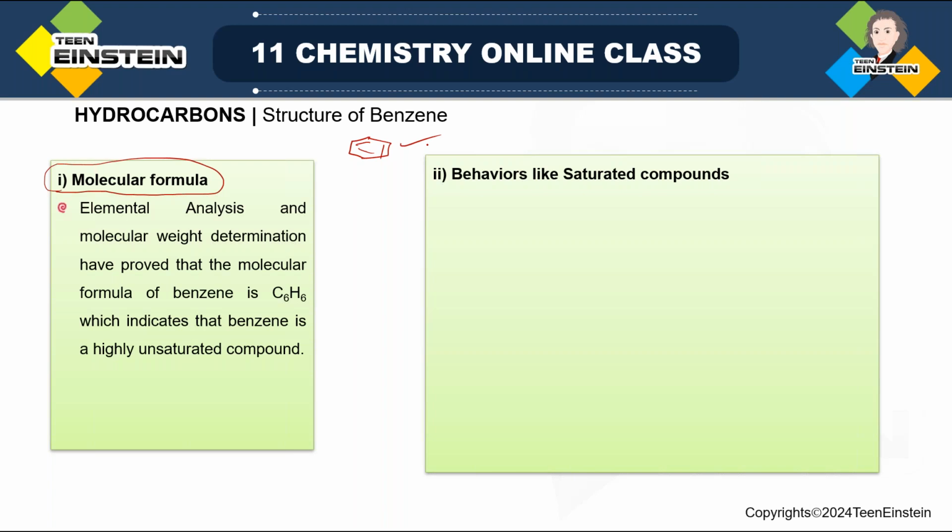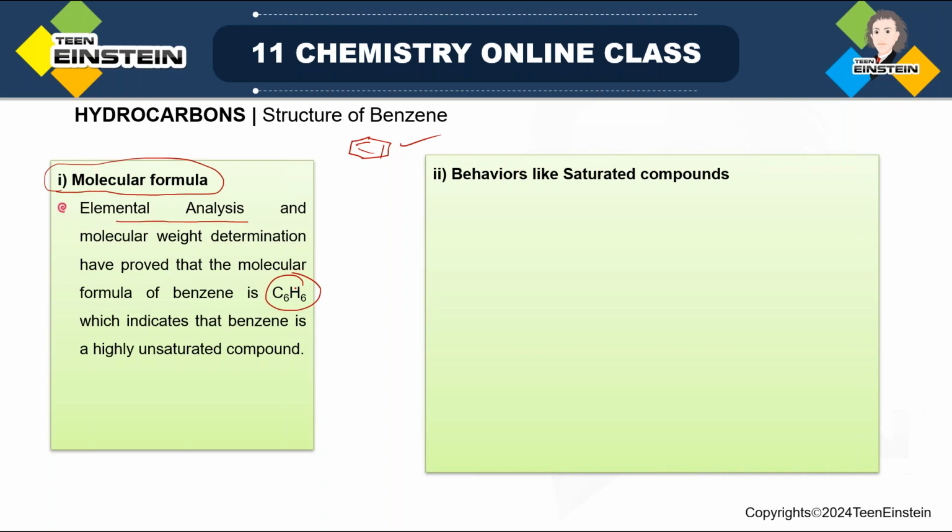So let's start from the molecular formula. Elemental analysis is a process by which you can understand the molecular formula and also determine the molecular weight. From this analysis, it is observed that this is the formula for benzene. Again, just forget about the benzene structure; suppose you do not know anything. You just know that this is the formula: 6 carbon atoms, 6 hydrogen atoms.